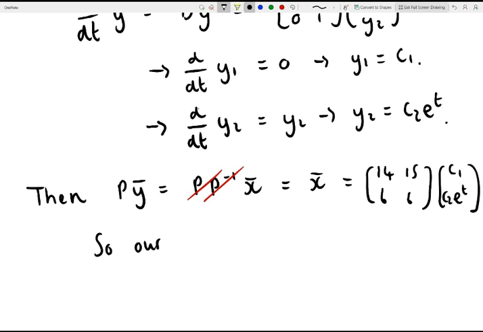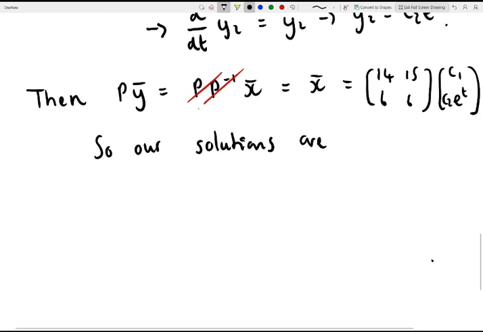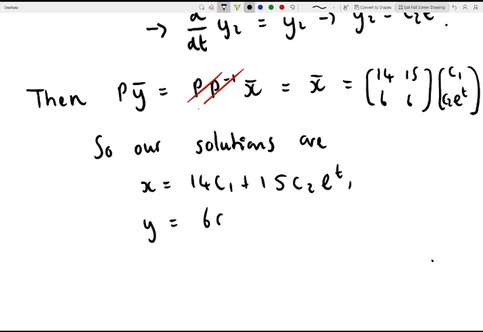So our solutions are the following: x is equal to 14 times c1 plus 15 times c2 times the exponential of t, and y is equal to 6 times c1 plus 6 times c2 times the exponential of t.